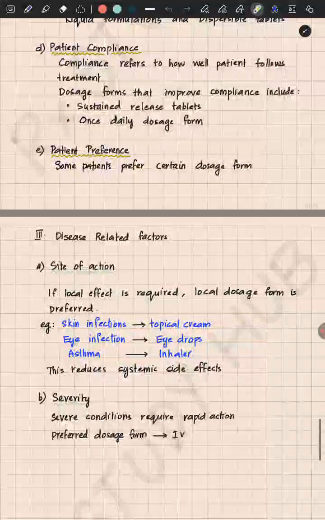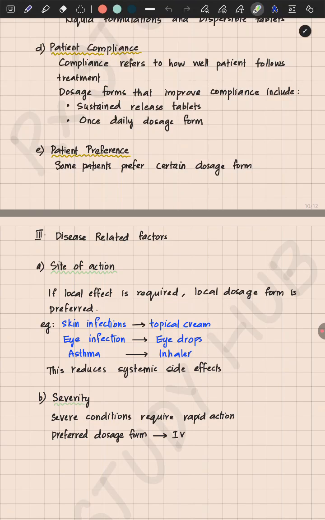So, as you can see, a dosage form is not just a simple tablet or syrup. It is a carefully designed system that ensures the drug is delivered in the most effective and safe way possible. Understanding this concept will help you not only in your studies but also in your day to day clinical practice.